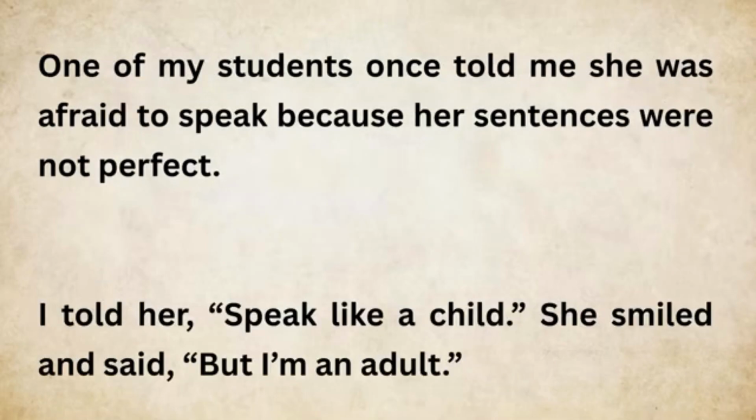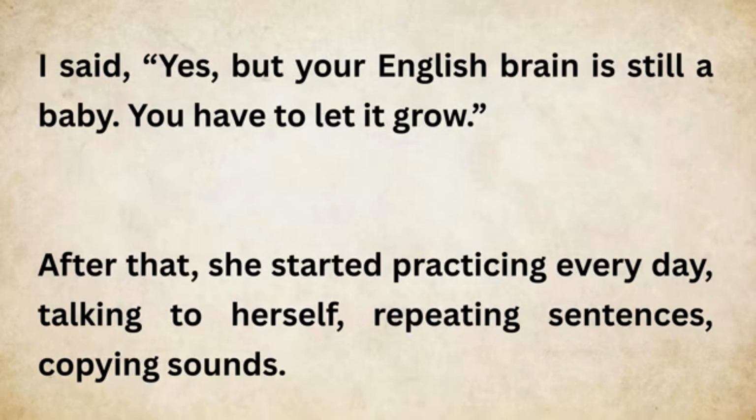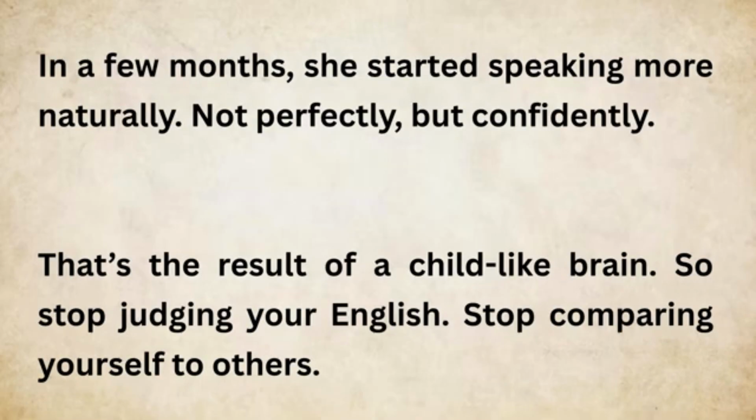One of my students once told me she was afraid to speak because her sentences were not perfect. I told her, "Speak like a child." She smiled and said, "But I'm an adult." I said, "Yes, but your English brain is still a baby. You have to let it grow." After that, she started practicing every day, talking to herself, repeating sentences, copying sounds. In a few months, she started speaking more naturally. Not perfectly, but confidently. That's the result of a childlike brain.